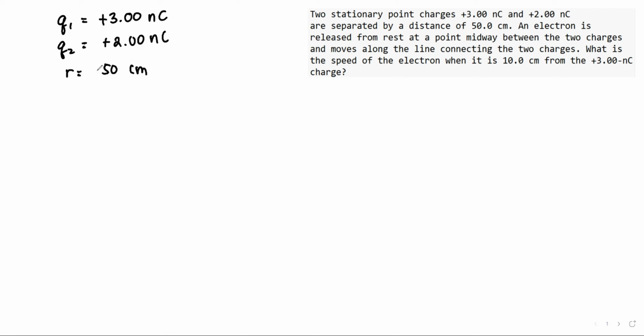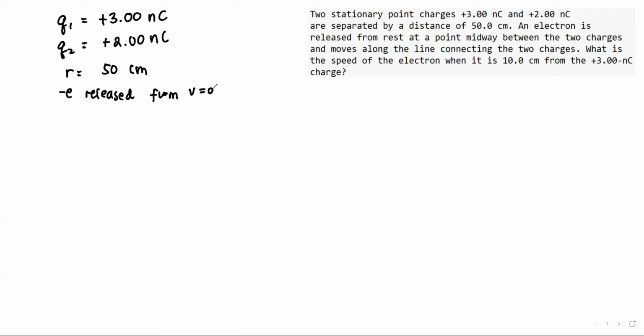An electron is released from the rest at a point midway between the two charges. So electron released from rest. Instead of putting rest, let's have a bit of a variable here. V is equal to 0, meaning the speed or velocity. Rest at a point midway between the two charges and moves along the line connecting the two charges.